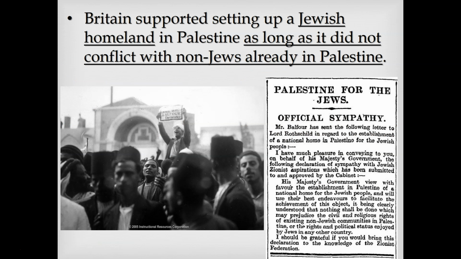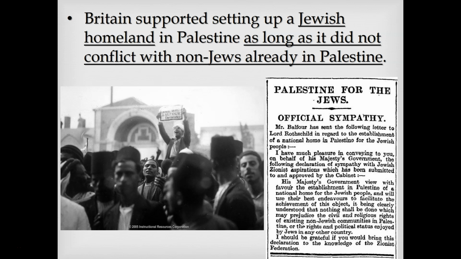And this British support of a Jewish homeland, as long as it doesn't conflict with non-Jews already there, well, I mean, that is kind of not going to work, right? I mean, this is basically two people having to share the same land, and it's just human nature that may not work very well.